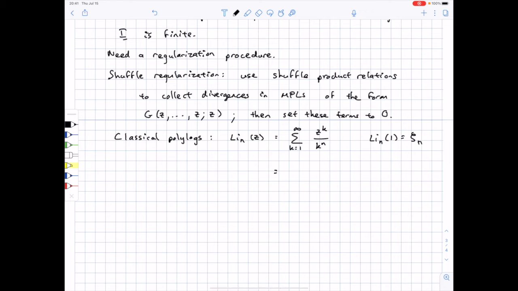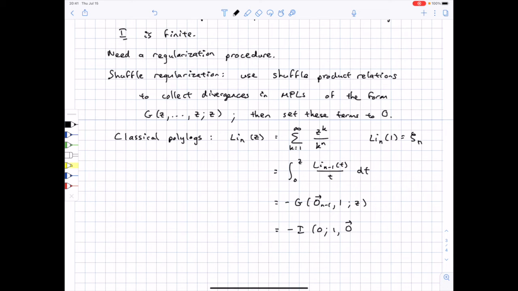And okay, then we also have its representation as an iterated integral in terms of Li n minus 1 divided by t. Using that formula, we can express it in terms of the g functions we've defined above as g of some string of zeros and then 1 and then z, or in terms of the I's as minus I, 0, 1, as we're reversing the arguments, a string of zeros, and then z.